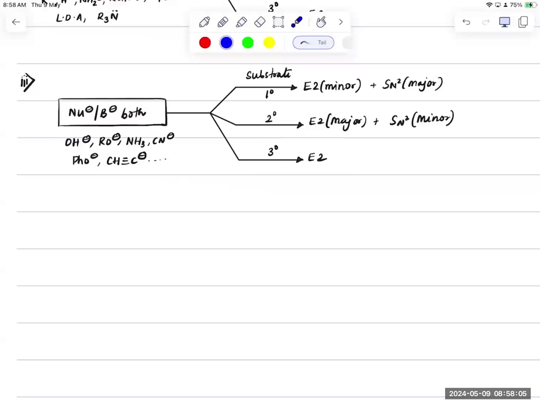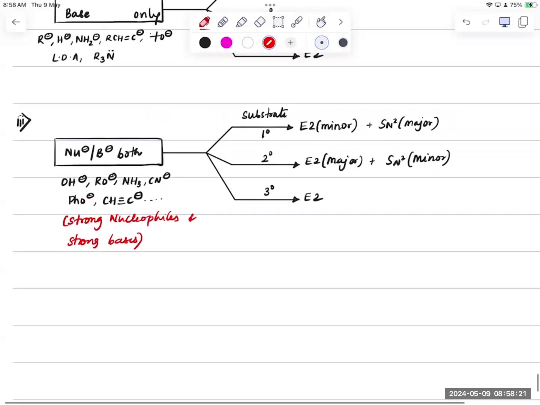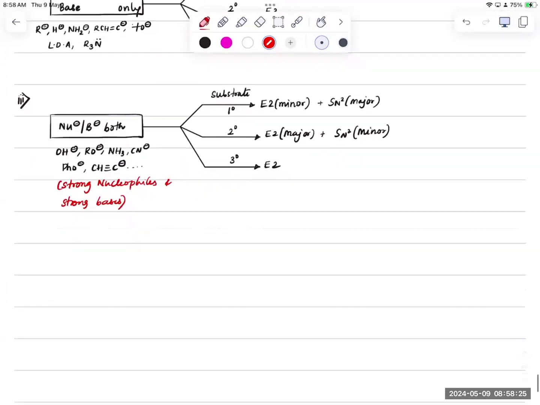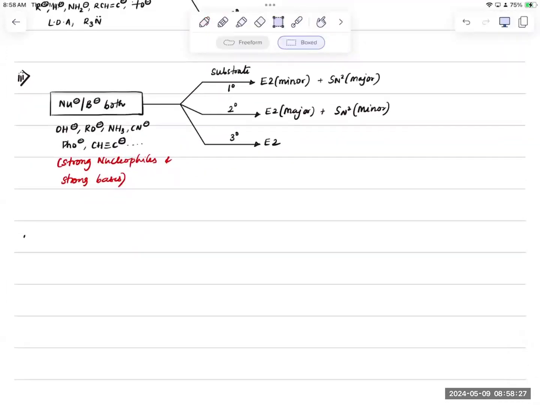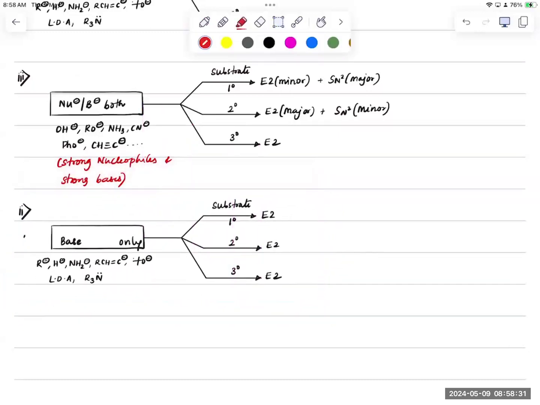Clear? Now, all of these are supposed to be strong nucleophiles, so keep a note of that. These are all strong nucleophiles and strong bases. So their nucleophilic strength is strong, basic strength is also strong. Accordingly, you have to behave. Okay. Fourth one.